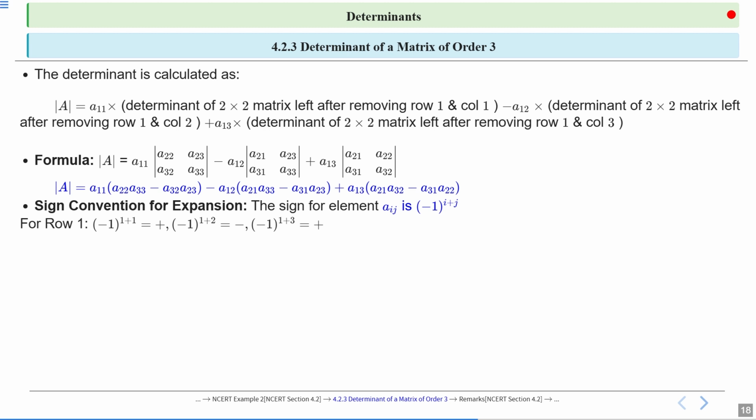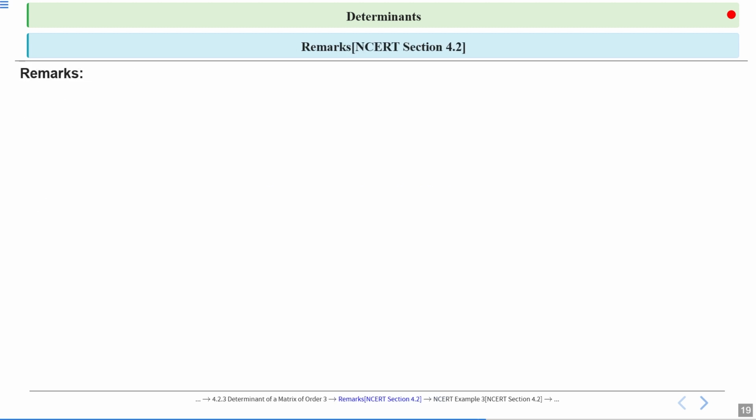Sign convention for expansion: the sign of element aij is minus 1 the power i plus j. Okay, for any element aij, the sign is just minus 1 the power i plus j. So for row 1, minus 1 the power 1 plus 1. Okay, so we do some remarks.